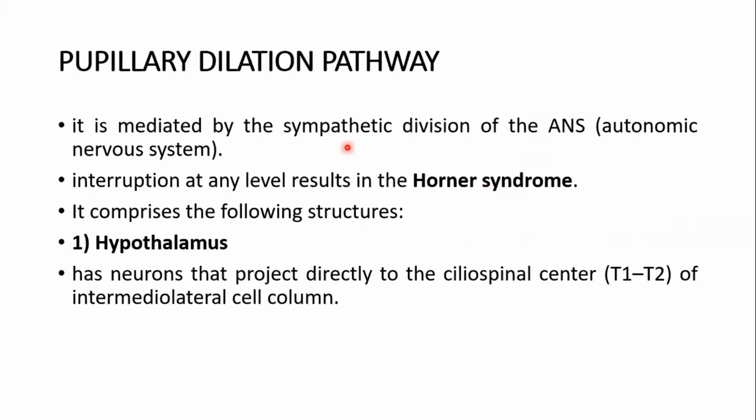Now the pupillary dilation pathway. It is mediated by the sympathetic division of the autonomic nervous system. Its interruption at any level results in Horner syndrome. It comprises the following structures. Number one in this pupillary dilation pathway is the hypothalamus. It has neurons that project directly to the ciliospinal center, T1 and T2, of the intermediolateral cell column.